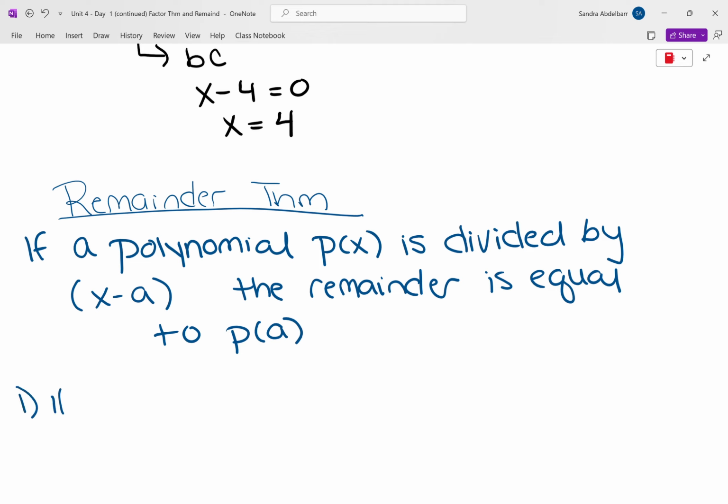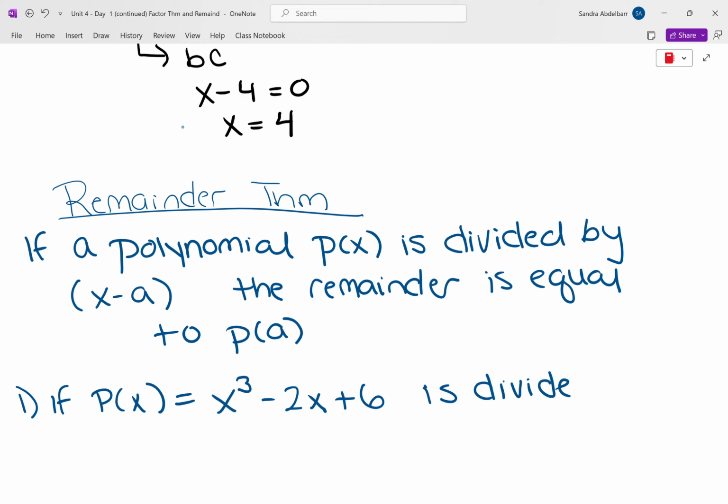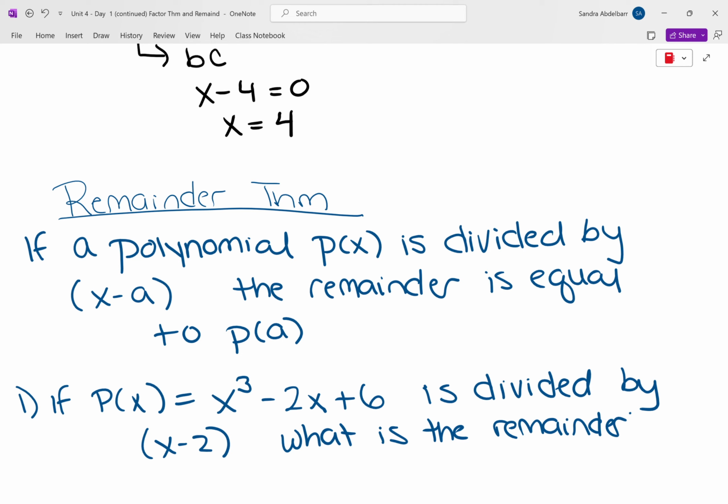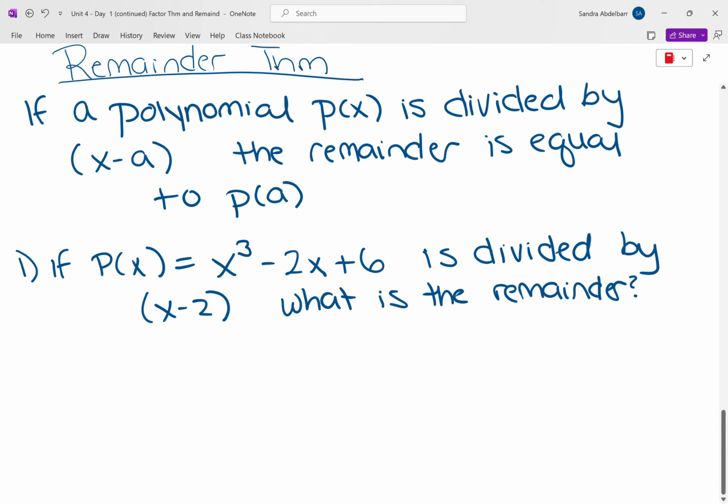Okay, so let me show you how this works. If p of x equals x cubed minus 2x plus 6, if p of x is divided by x minus 2, what is the remainder? Okay, I'll let you write that down and then I'll explain to you what we're going to do here.